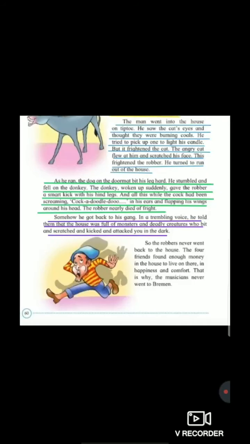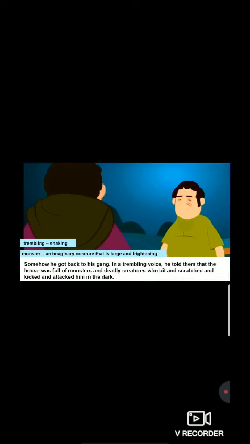Somehow, he got back to his gang. In a trembling voice, he told them that the house was full of monsters and deadly creatures who bit and scratched and kicked and attacked you in the dark. Now, students, this paragraph tells us that the man who had gone inside the house, somehow he got back to his gang. जैसे भी करके उस घर से वो निकल गया और अपने गैंग के पास पहुंच गया. कौन? उसमें से एक रॉबर जो घर के अंदर गया था, राइट. कैसे भी उसने वो घर से बाहर आ गया और अपने गैंग के पास चला गया.